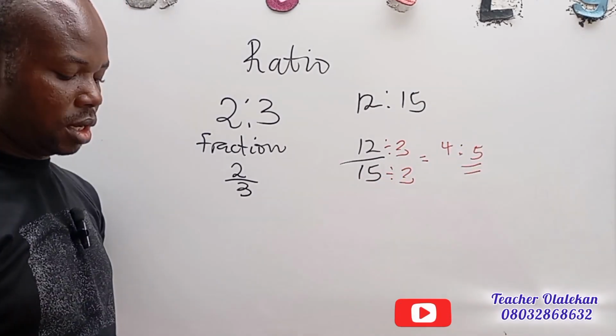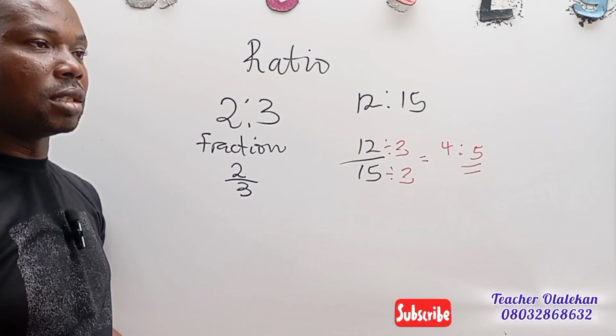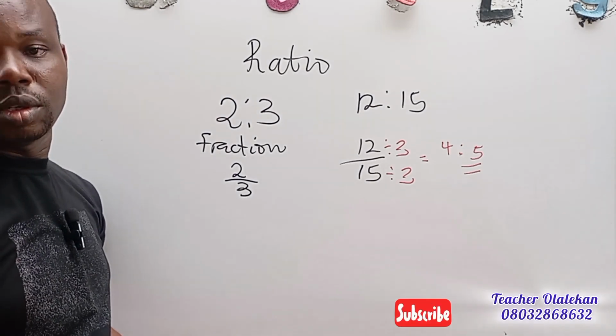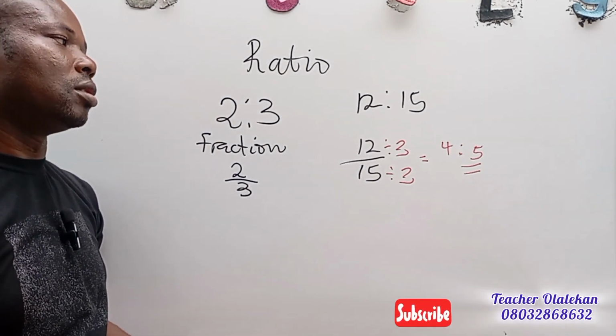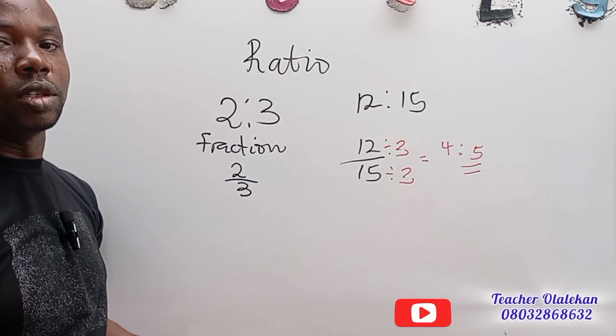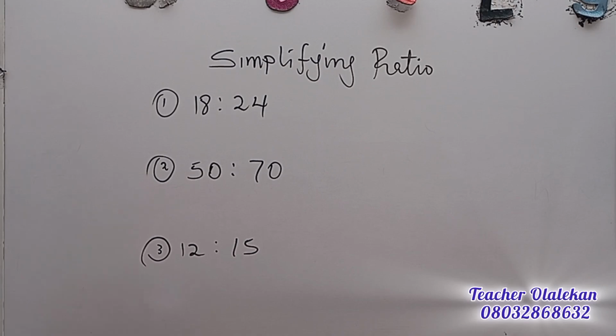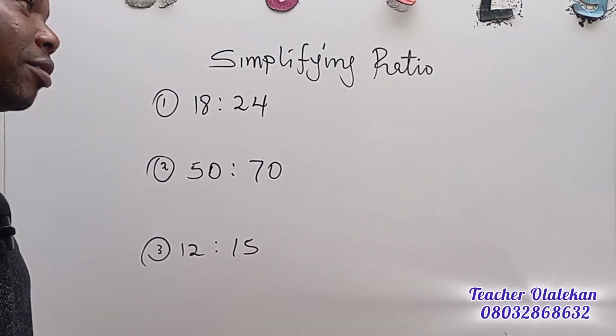So a ratio is the same thing as a fraction, and it compares two values. When we have something like 2 ratio 3, 2 ratio 3 is the same thing as 2 over 3. Or we have 1 ratio 2, 1 ratio 2 is the same thing as 1 over 2. And do not forget, in this video we want to simplify ratio.